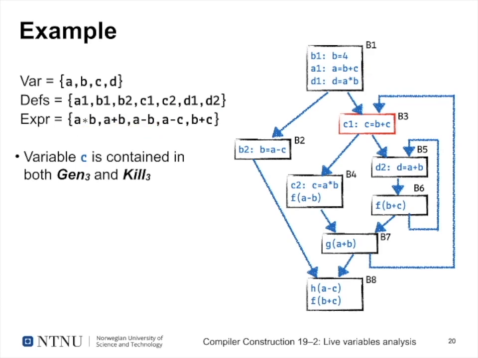And a simple analysis is we can figure out that variable c in block 3 is read, so it's used here. And it's defined here on the left-hand side. So we have c equals b plus c. We're reading the old value of c. We're assigning a new value to c. So c is contained both in the gen set of c, we're using it, and in the kill set of c, we're assigning something and it's overwritten.